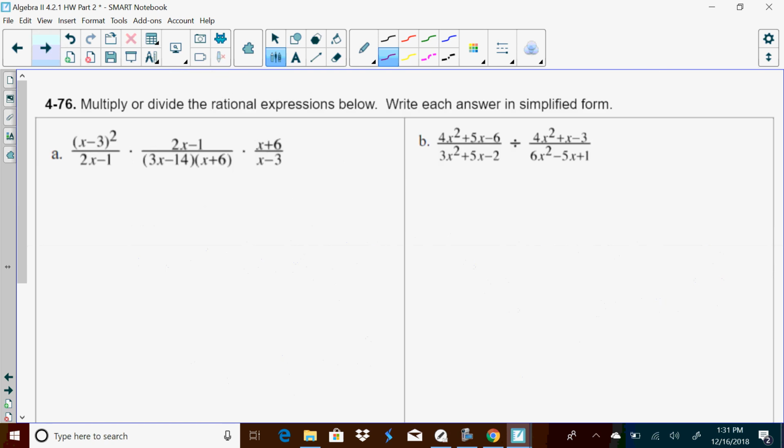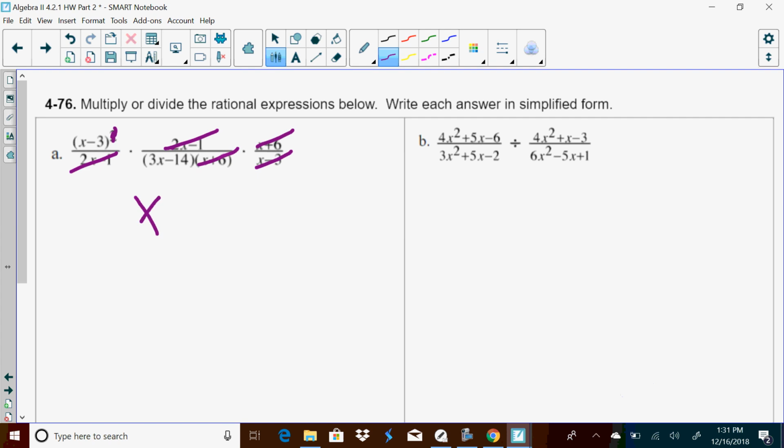76, multiply or divide. So in order to do this, I can just cancel things out. So I can cross these out. I can cross out one of the x minus 3's. So I get x minus 3 over 3x minus 14.